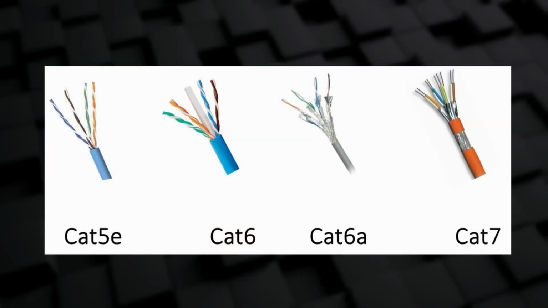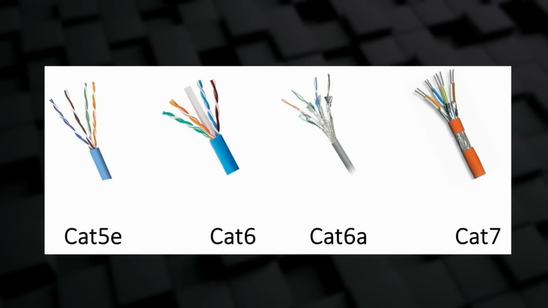You will hear of terms like Category 6, or simply Cat 6. The category defines things like the number of pairs in the cable, the thickness of the wire, and how tightly they're twisted. For example, Cat 2 has only 2 pairs. Cat 6 has 4 pairs. Cat 6 has thicker wires than Cat 5, and so on.